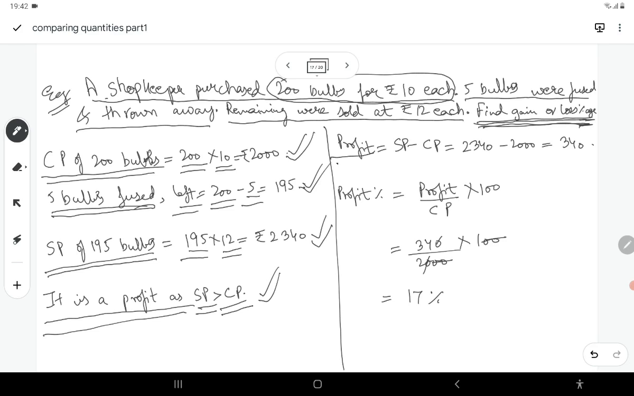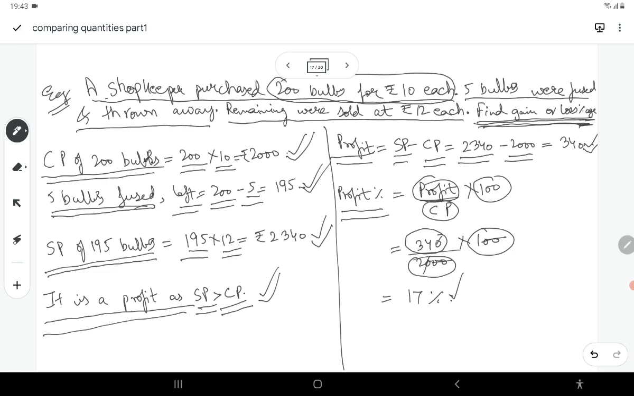How do we find profit? Profit is equal to selling price minus cost price. Selling price is 2340 minus cost price is 2000, which comes out to be 340, and we are asked the percentage. So profit percentage is equal to profit divided by cost price into 100. Profit is 340 divided by cost price is 2000 into 100, which on solving gives us 17%.